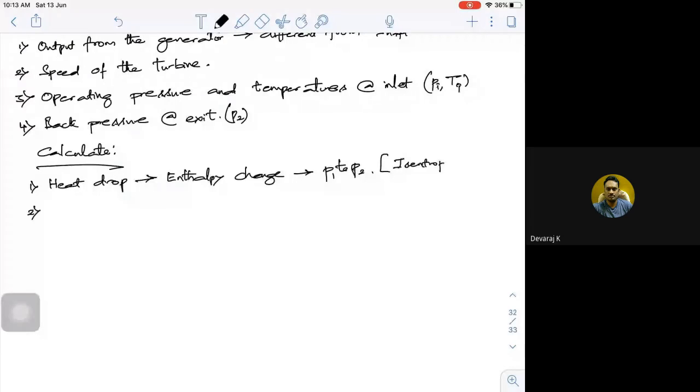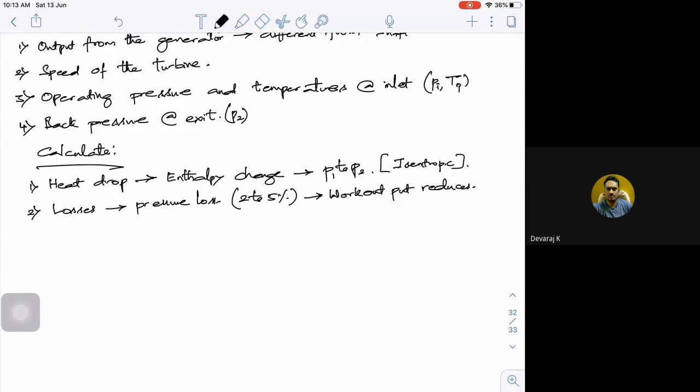Okay. Now we look into what is called losses. This loss may be the pressure loss. Roughly, this pressure loss will be around 2 to 5%. Okay. Because of this, what will happen? My work output is reduced. Work output reduces.